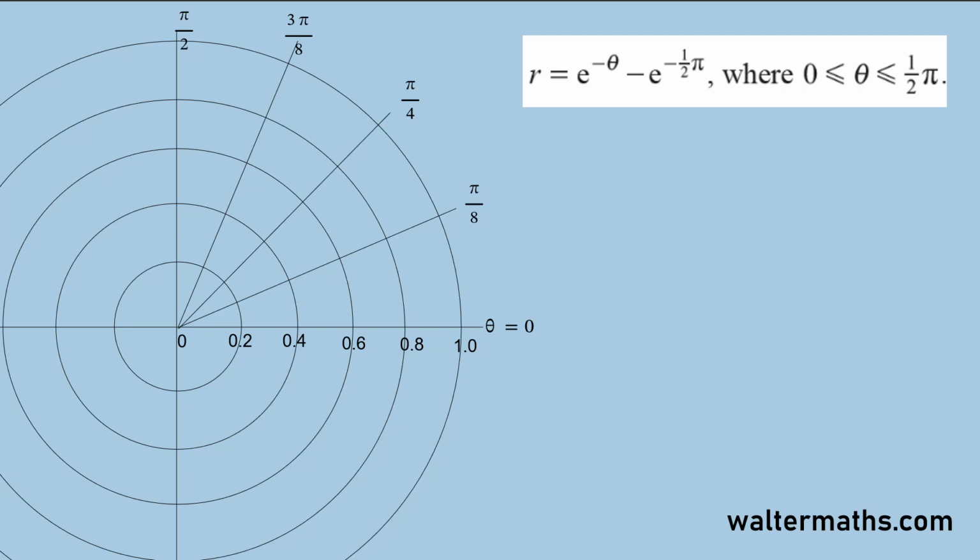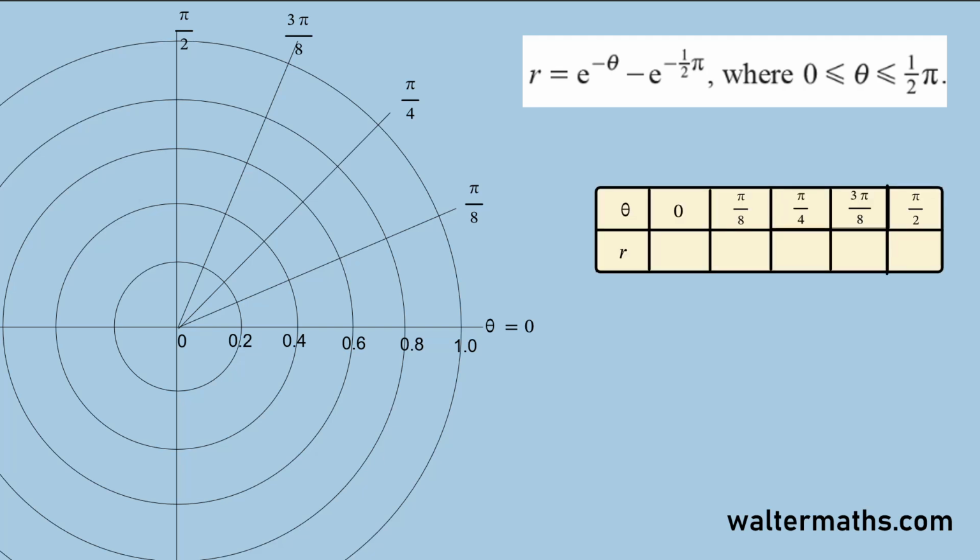Next, we are going to have the table of values with these theta values, and when we substitute into the equation theta as 0, we get r to be 0.79. When theta is an eighth pi, r is 0.47. When theta is a quarter pi, r is 0.25. When theta is 3/8 pi, r is 0.1. And lastly, when theta is a half pi, r will be 0. So we are going to plot these points on the polar plane, and when we do, we join the points up and we get something like this.